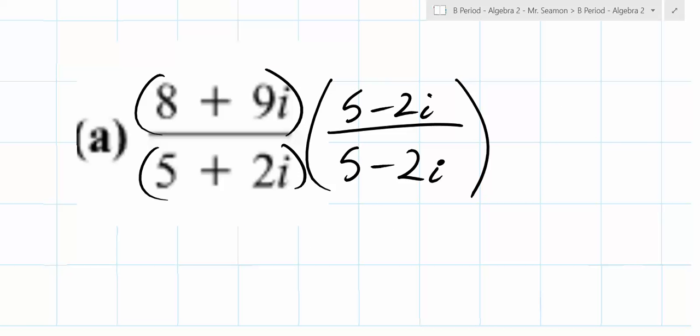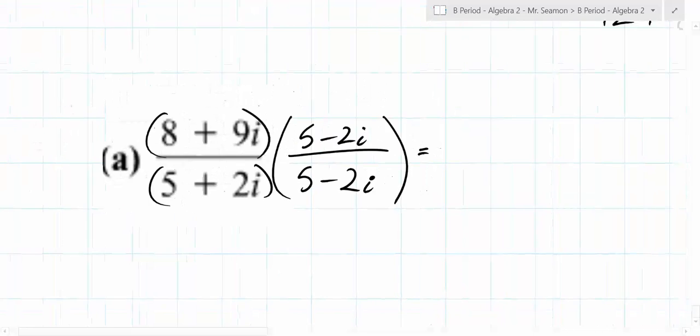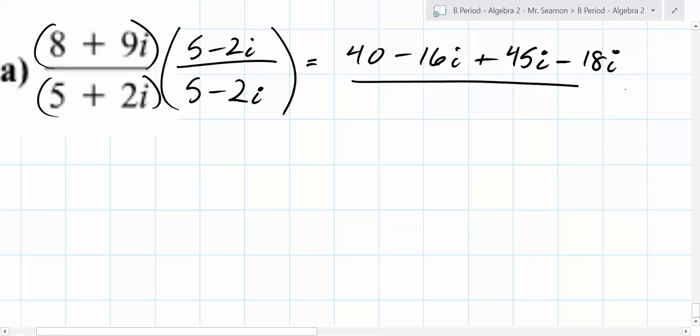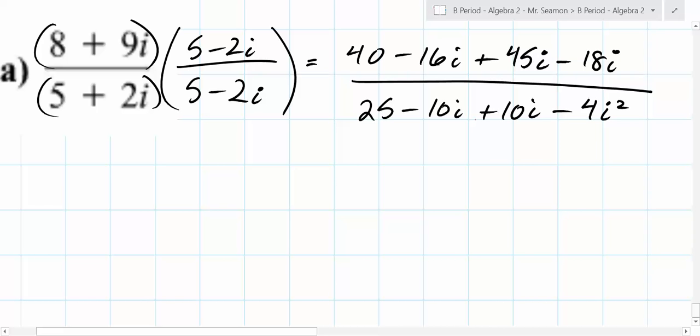But when we multiply this out, what does the top become? What's 8 times 5? 40 minus 16i plus 45i minus 18i squared. What does the bottom become? 25 minus 10i plus 10i minus 4i squared. What's the cool thing that cancels in the denominator? Those go away, and what are you left with?